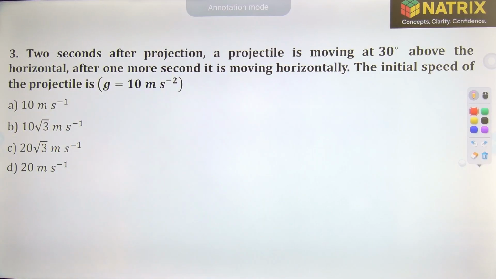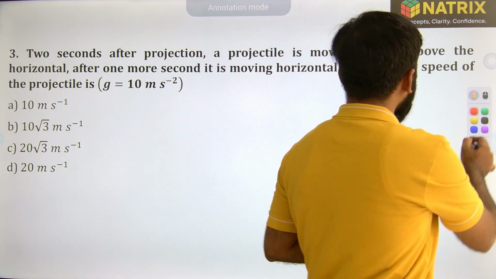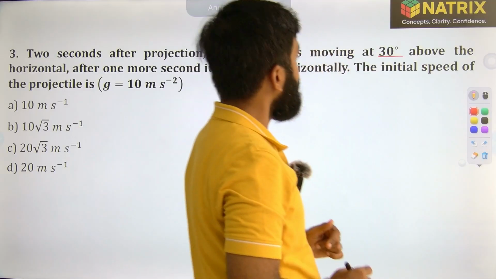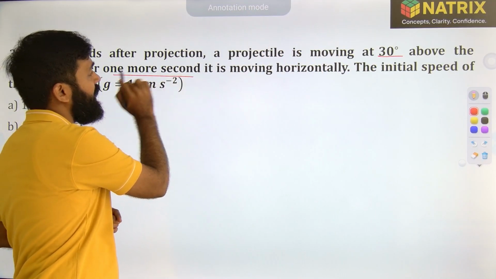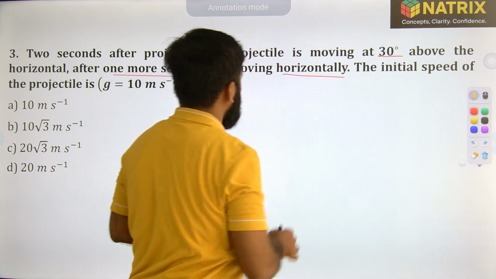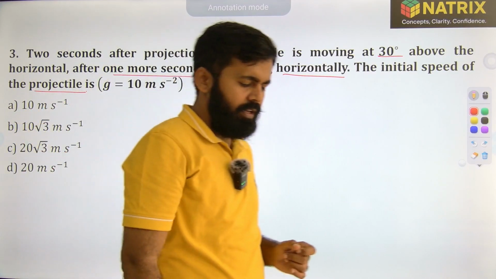So, the next one is: 2 seconds after the projection, a projectile is moving at an angle of 30 degree above the horizontal. After one more second, it is moving horizontally. The initial speed of the projectile is. Here they are asking what?